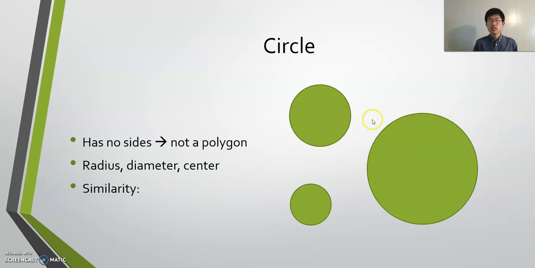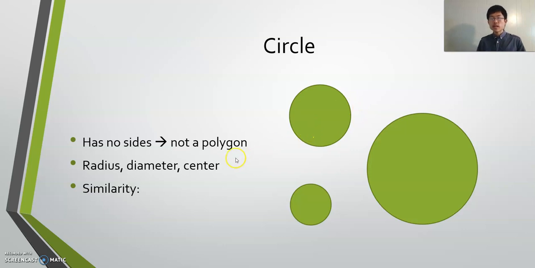Right, so here is a circle. I have three circles right here, and a circle has no sides. This is not called a side. It's a curve, so you can't call this a side. So it's not a polygon like a triangle, it's not a quadrilateral, it's not a pentagon, it's not those polygons.